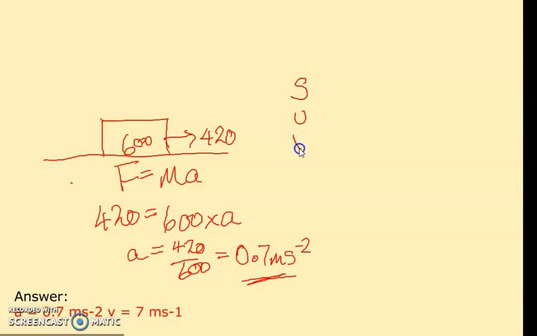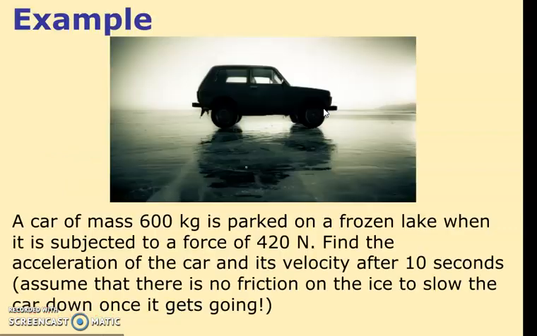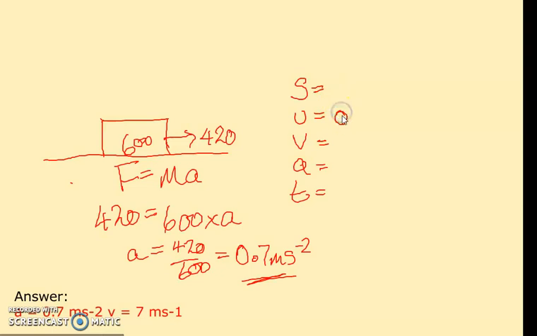Anyway, so this is SUVAT I'm going to do. Get used to this. This happens quite a lot, that we do one thing and then we do the other thing. What do we have? It says it's parked, so presumably its initial speed is 0. We know its acceleration is 0.7. I think it said 10 seconds. Find its velocity after 10 seconds. I don't know the distance travelled, but I don't care either. So the equation we use is v equals u plus at.